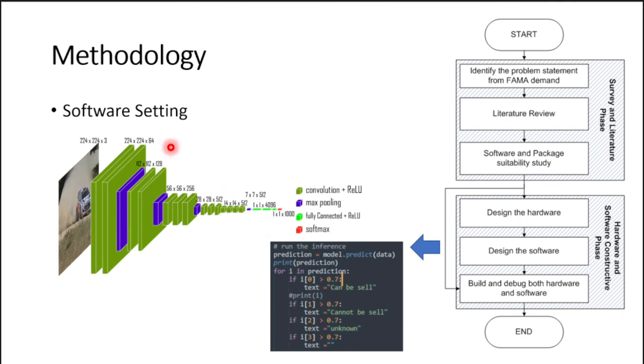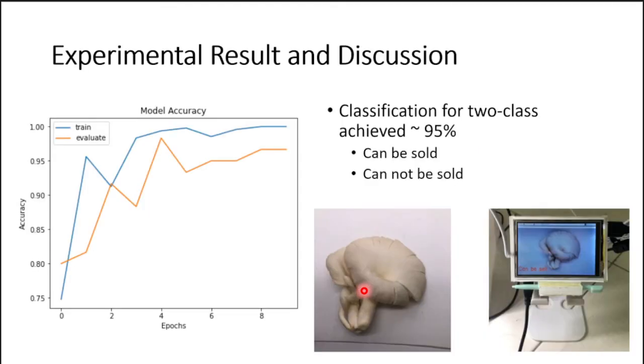Secondly, about the software setting, we will utilize the VGG16 over here. This is the construction of VGG from the images to the layers that we have internally in VGG16. Here we make some additional contribution to the work for mushroom classification. We set the value of 0.7 in order to categorize them into 2 categories: can be sold and cannot be sold.